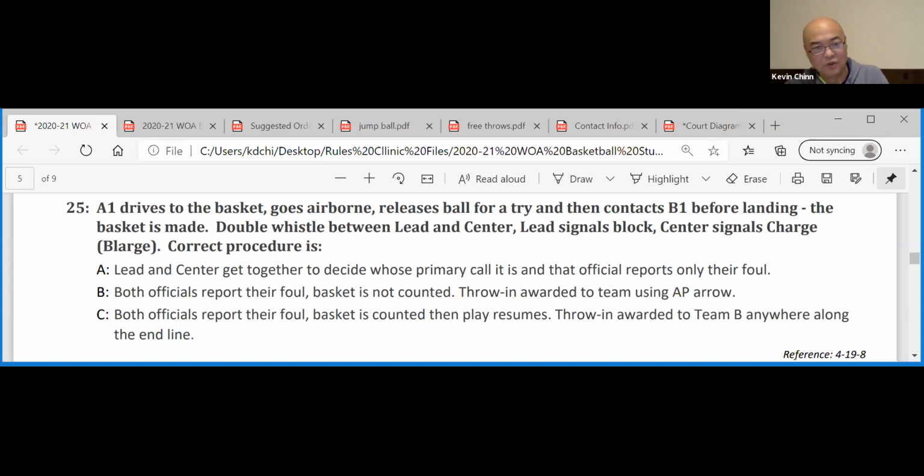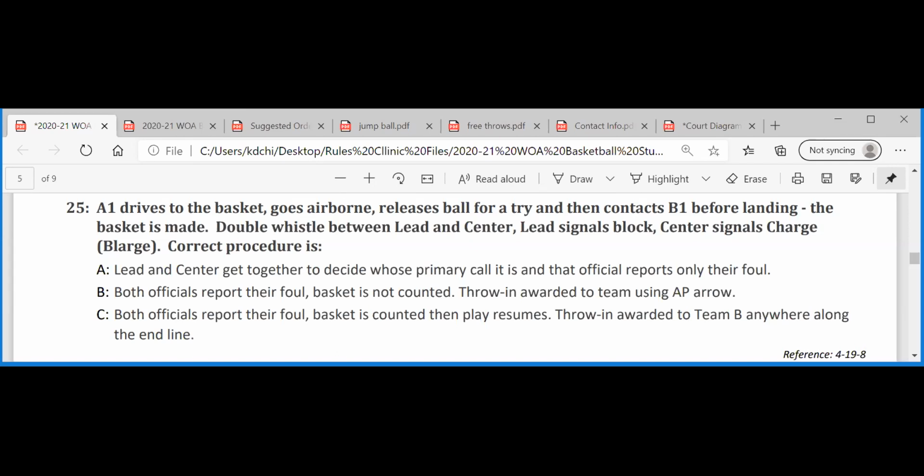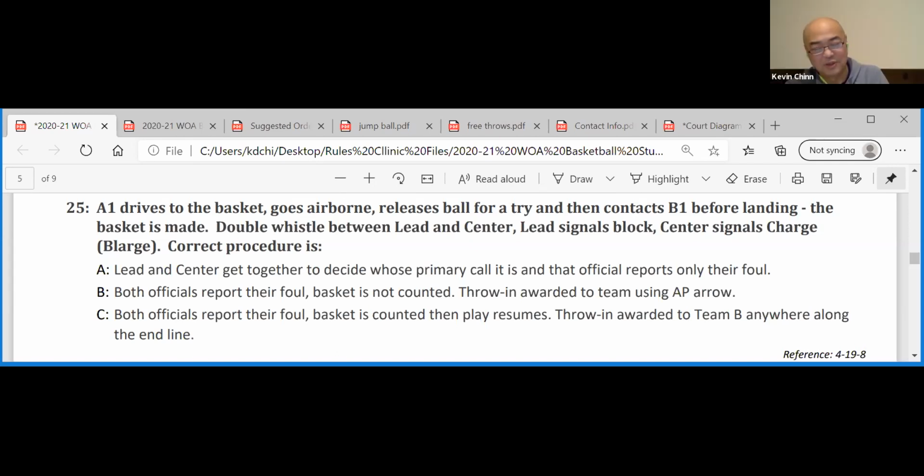All right. And the reason we don't count it as a player control foul is because when the lead calls the block, and B1 fouls A1, and it's a double personal foul, we negate the properties of a player control foul. I know this is very confusing.